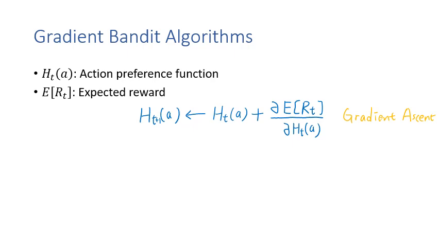And the expected reward can be defined as equal to the sum over all actions in the action space based on the policy pi and the optimal action value function.